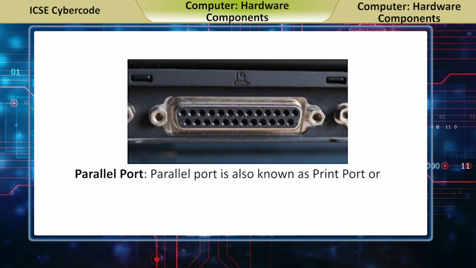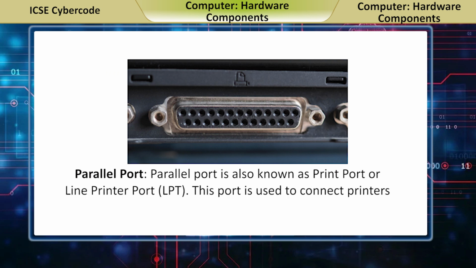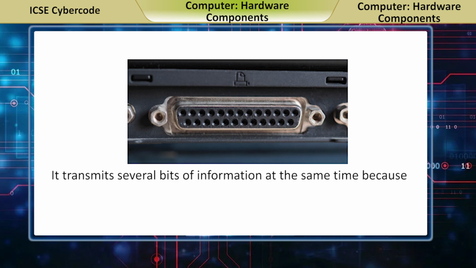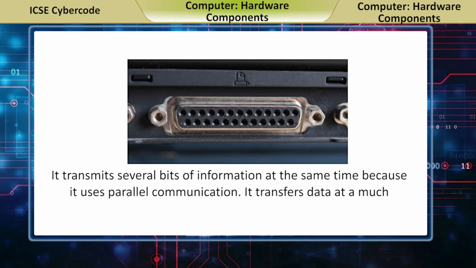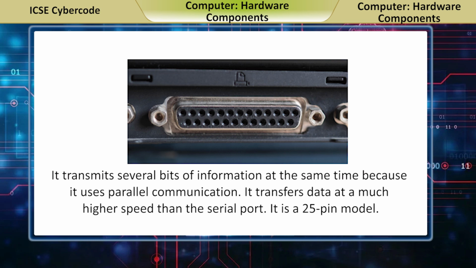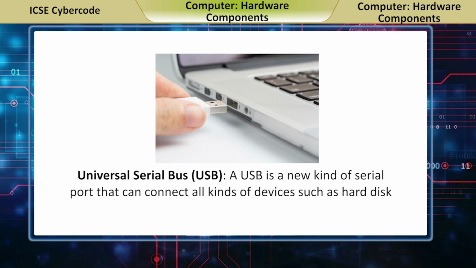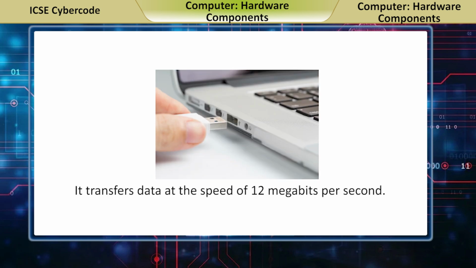Parallel port. Parallel port is also known as print port or line printer port, LPT. This port is used to connect printers and scanners. It transmits several bits of information at the same time because it uses parallel communication. It transfers data at a much higher speed than the serial port. It is a 25-pin model. Universal Serial Bus, USB. A USB is a new kind of serial port that can connect all kinds of devices such as hard disk drives, printers, scanners, mouse, keyboards, etc. It transfers data at the speed of 12 megabits per second.